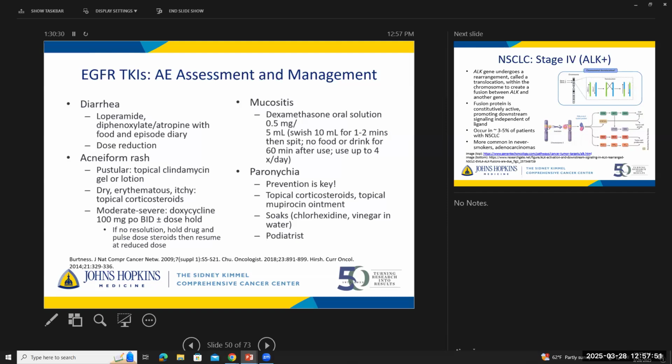When the rash is really severe and it covers a large part of the surface area of the body and we can't just slather topical products on the patient all the time, we can use doxycycline. It's very effective in reducing the rash. And in very severe cases, we have the patient hold the drug and we do pulse dose steroids because steroids are just generally anti-inflammatory.